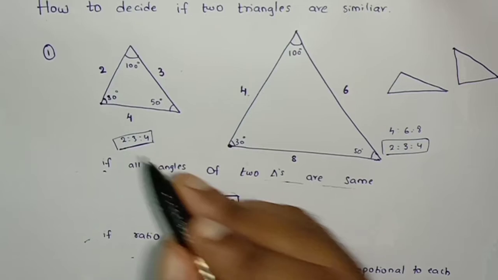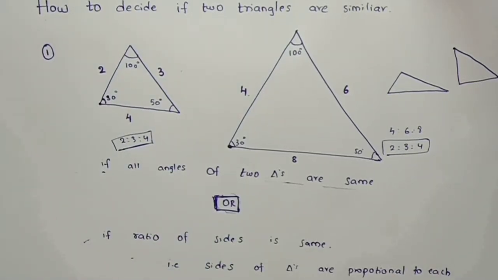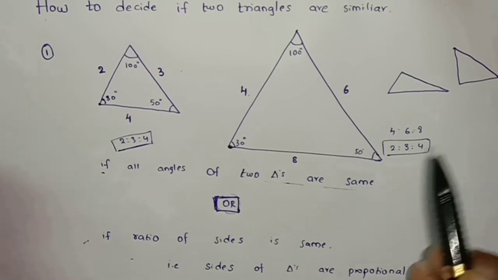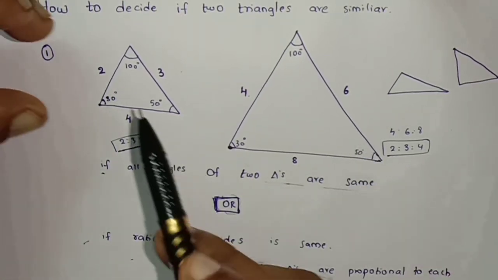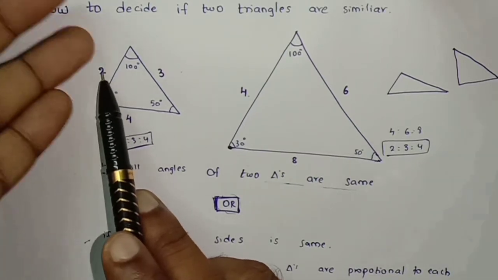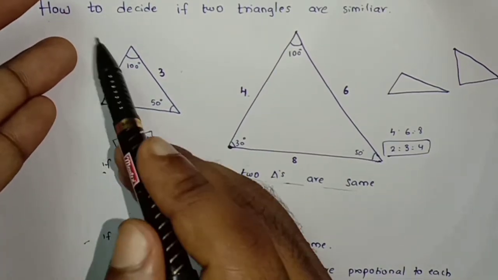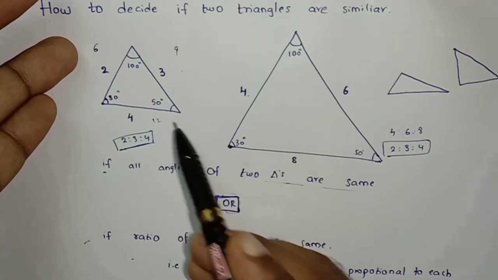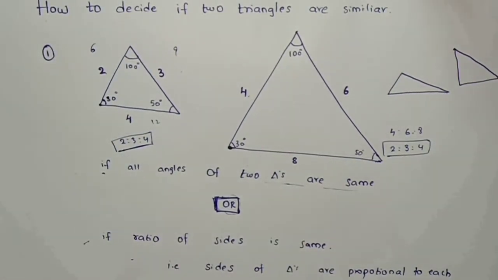If the ratio of sides is the same in both triangles, we can say those two triangles are similar to each other. Not only 4, 6, 8. You can have some common multiple like 3. If you multiply this with 3, you get 6, 9, 12. Finally, the sides of the triangles should be proportional to each other. I hope you understood this. We'll discuss this more in our concepts.